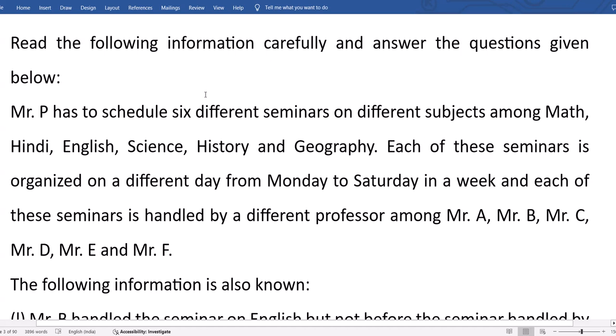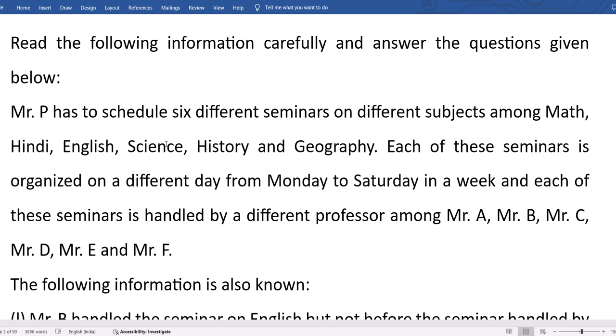Mr. P has to schedule 6 different seminars on different subjects: Maths, Hindi, English. See, the first paragraph is just conveying information. So don't worry, sir, the question is very big. Those first 5 lines are only saying there are 6 different people, A, B, C, D, E, F.